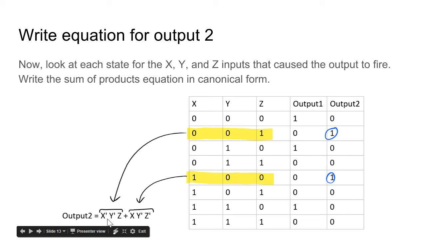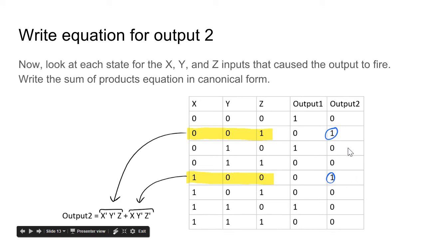That's our first product. And then we look at the second case in which output 2 fired, and we see the inputs for that. X is 1, so we can bring that down directly. And then we look at y. Y is 0, so we're going to have to invert that, and we'll bring down y naught. And then z, the same thing, that's 0 as well, so we'll have to bring down z naught. So we've got x times y naught times z naught for our second product. And we've only got two products here in this sum of products expression. It's a little shorter than our first one.